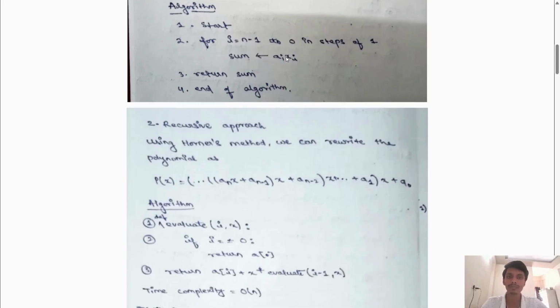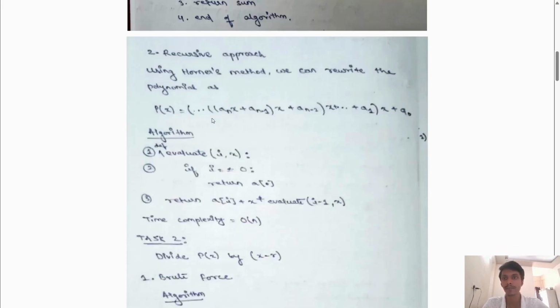This algorithm multiplies according to the degree of n. Like suppose here x has degree of 5, so x gets multiplied 5 times, so this algorithm takes big O of n square time complexity.